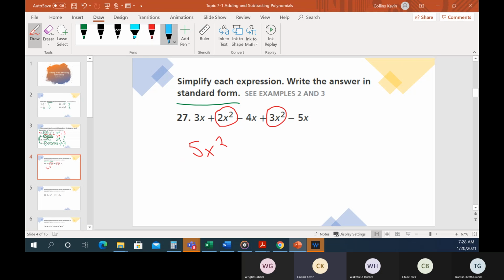We got x's, right? Do the x's next. So we got 3 minus 4. So 3 minus 4 is minus 1. And minus 1 and minus 5 more is minus 6x. Okay? So again, standard form means x squared is first, x is second. If we had a number, it would be next. We don't have any numbers on this one. So again, you just see what we're doing. We're combining like terms, right? Any questions?